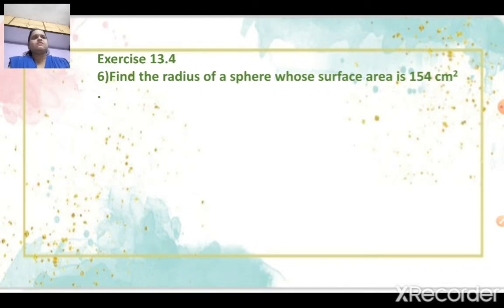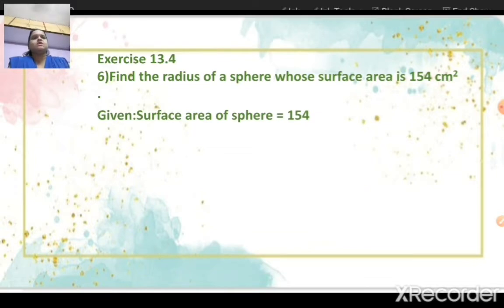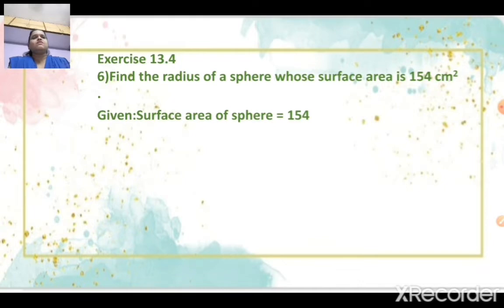Yes, we will apply the formula as what? Surface area equal to 4 pi r square. So first we will write the given, that is surface area of the sphere equal to 154 centimeters square. Just don't forget to write here the unit as centimeters square. Then let the radius of the sphere be r. We will consider the radius of the sphere as r.